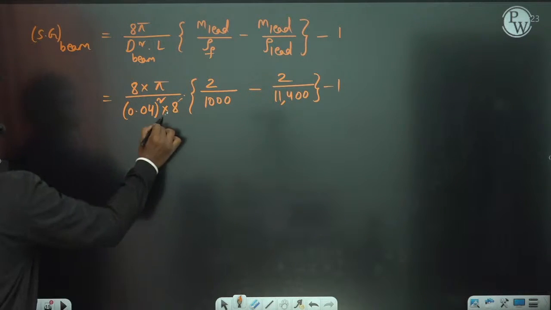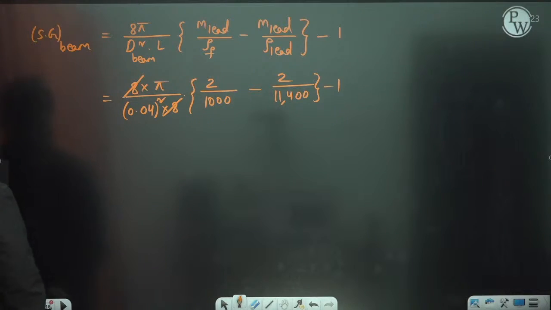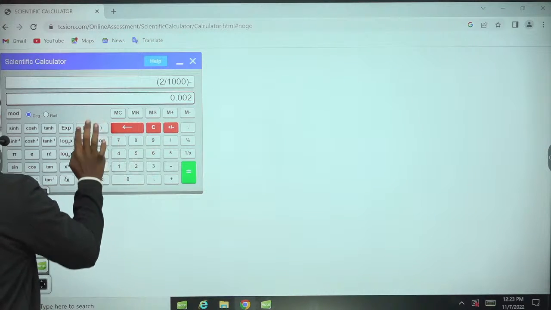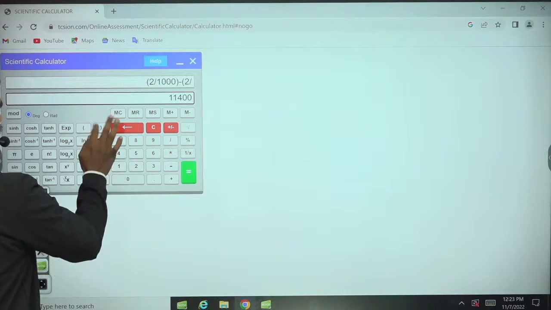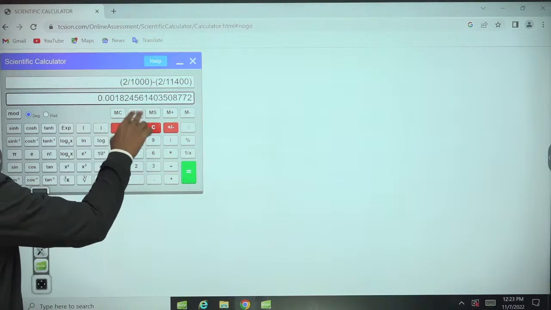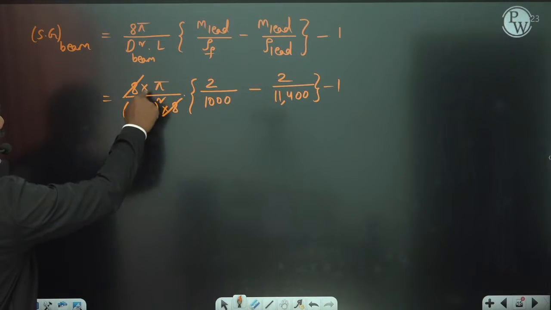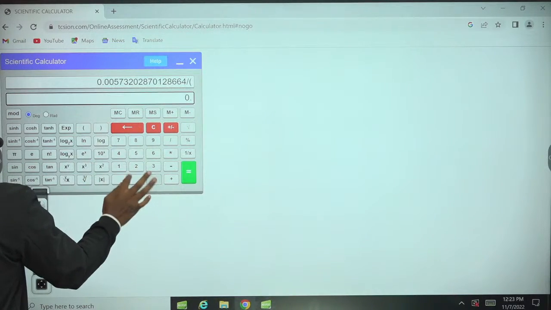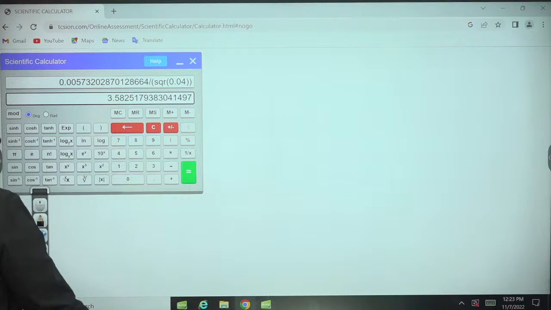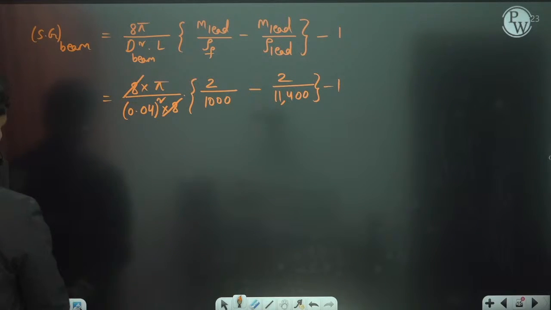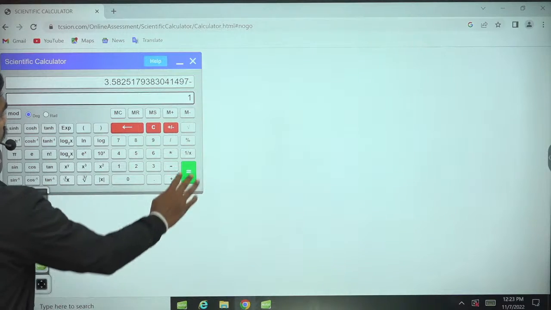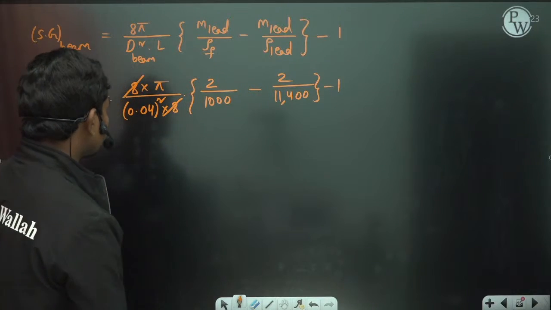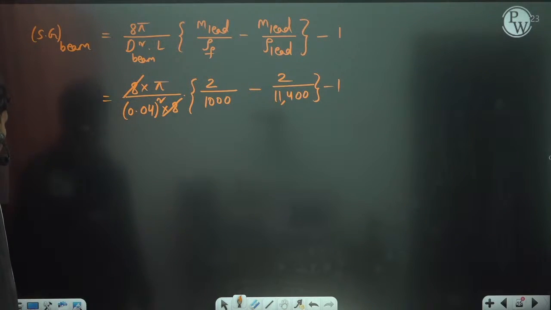Okay, if you simplify, 8 gets cancelled. First of all, let us calculate this value: 2 by 1000 minus 2 by 11,400. If you simplify this, you will get 0.001824 something, divided into pi by 0.04 square. Simplifying, 3.582 and minus 1. So minus 1, you get 2.582. Is this correct? Did we miss some calculation anywhere? We are getting 2 point something. So please check this calculation carefully.